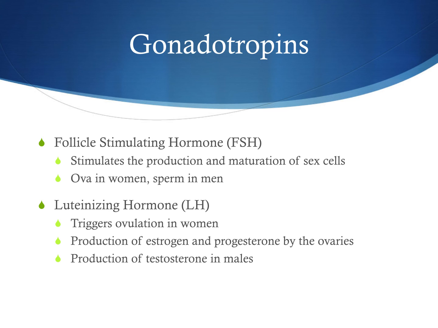We also have our gonadotropins, so these consist of follicle-stimulating hormone as well as luteinizing hormone. So follicle-stimulating hormone is going to stimulate the production and maturation of our sex cells, so these would be ova in women and sperm in men. Now the luteinizing hormone is going to trigger ovulation in women. It's also going to produce estrogen and progesterone by the ovaries. And in our males, we're going to see an increased production of testosterone in the testes.